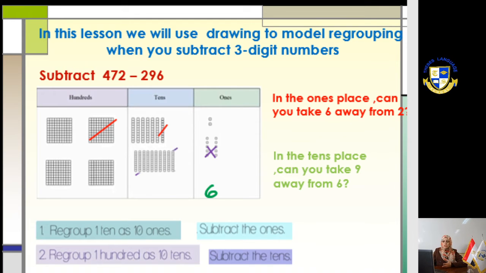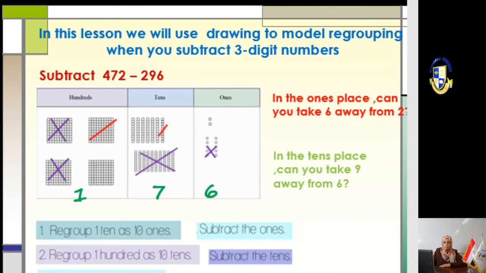For the hundreds, it's not 4 and 2, it's 3 and 2. So 3 minus 2 will be 1. So your answer is 176. You did regrouping 2 times, once for the tens and another for the hundreds.